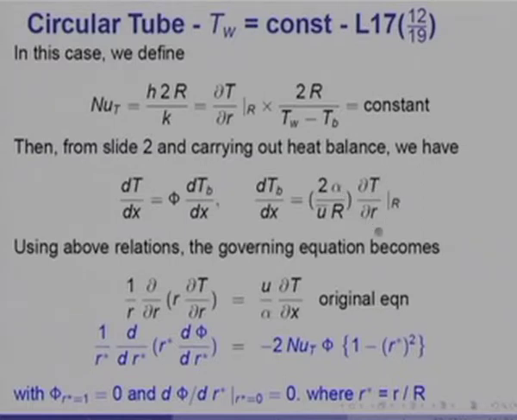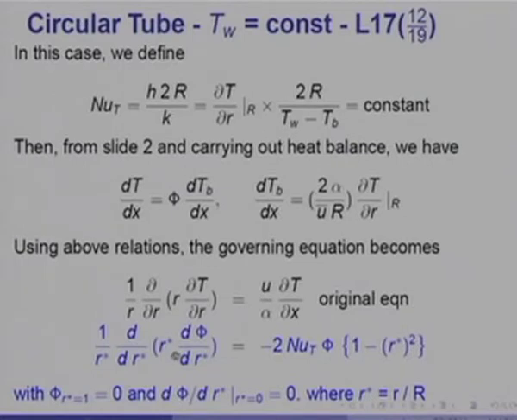Remember, k dT/dr at r equal to R is simply the heat flux that is coming in. And therefore, dT bulk by dx would be related to dT by dr at the wall. So, if this was the original equation, and if I now substitute for dT/dx in terms of phi, then the equation would transform to this form: (1/r*) d/dr* (r* dphi/dr*) equals minus 2 Nu_T phi (1 minus r*^2).